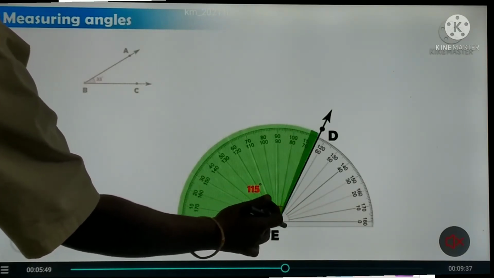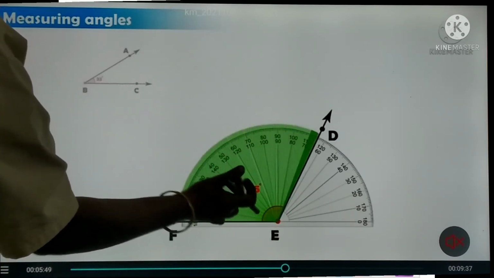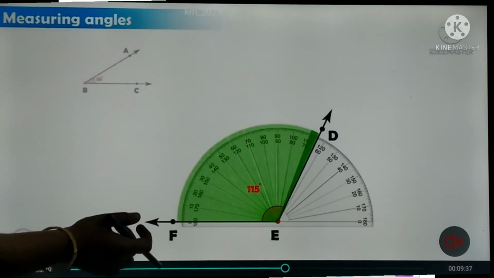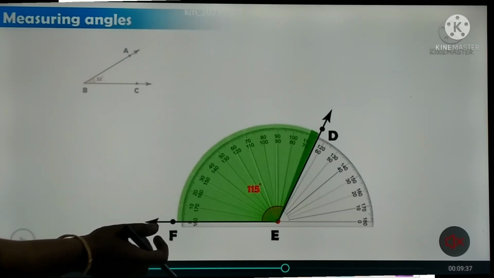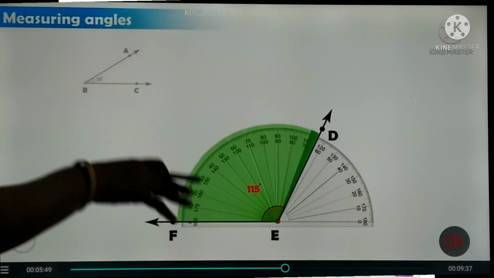115 degree. We know this is obtuse angle. What is the measure of this angle? It is 115 degree. Understand? This is the way to measure the angles using protractor.